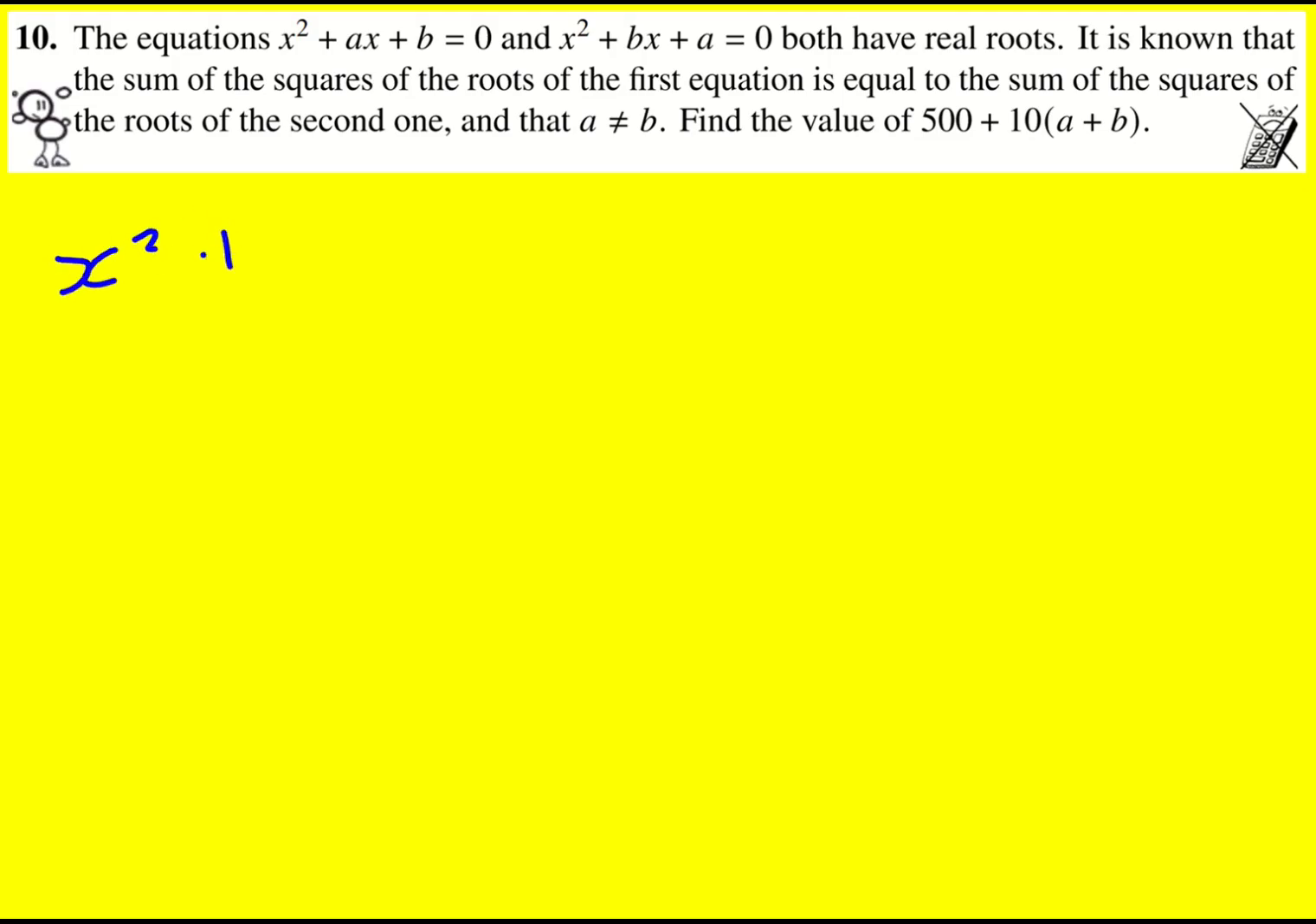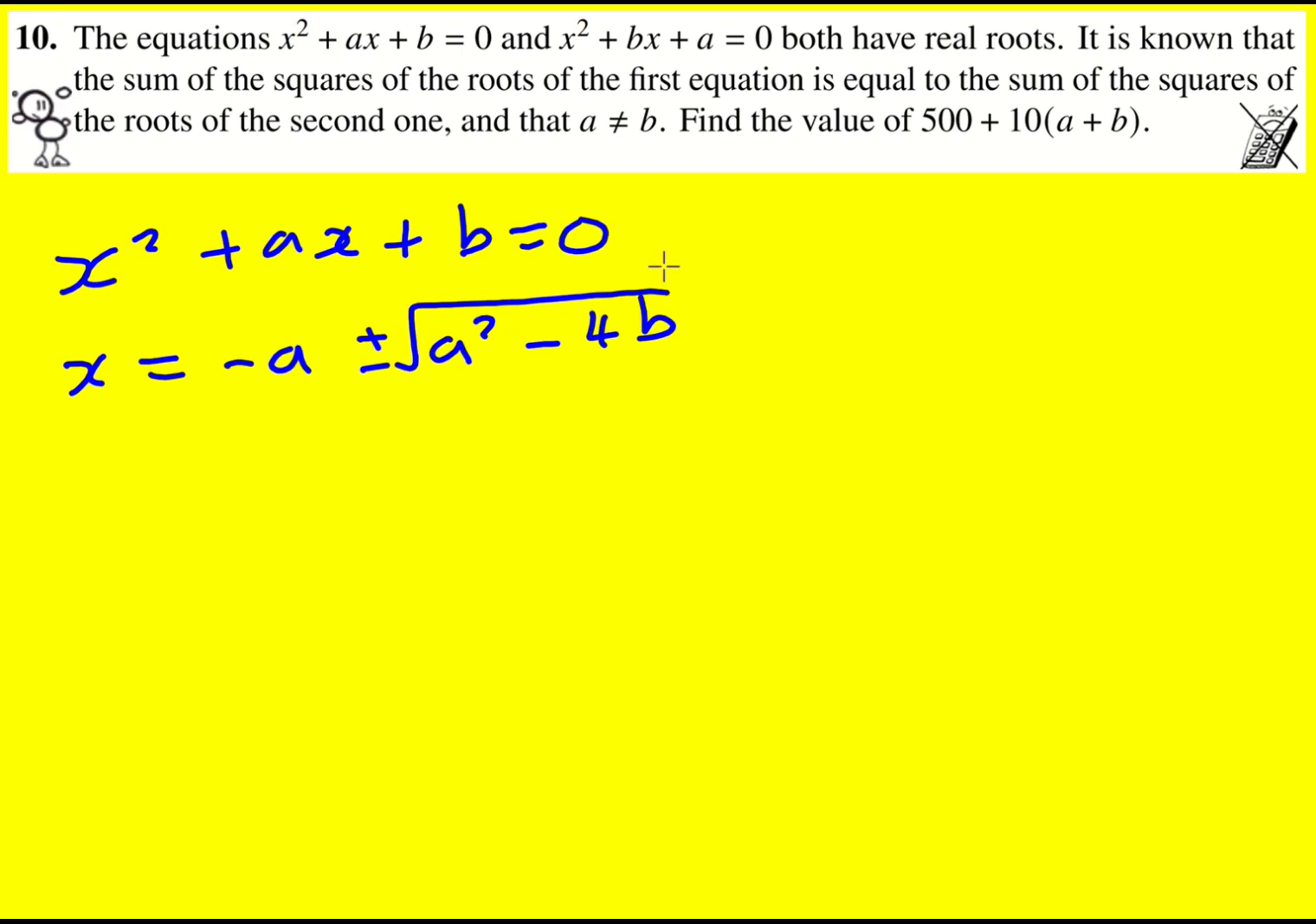x squared plus ax plus b equals 0 has real roots. And then the sum of the squares of the roots of the first equation is equal to the sum of the squares of the roots of the second one. So let's get the roots. I'm going to use the quadratic formula for this. x is going to equal minus a plus or minus the square root of a squared minus 4b, all divided by 2, so just divide by 2.